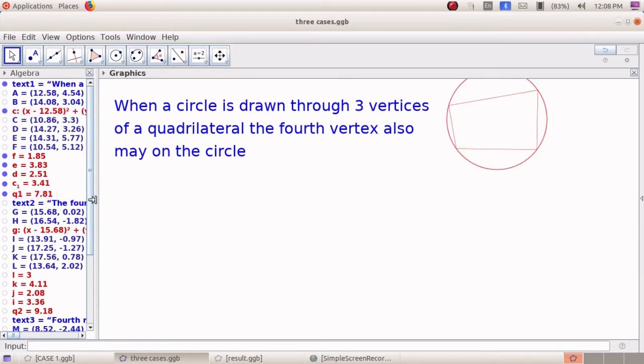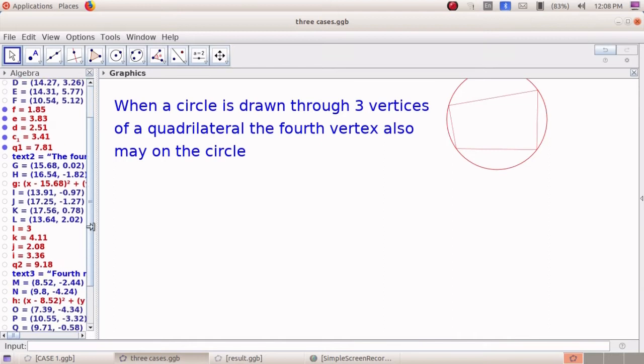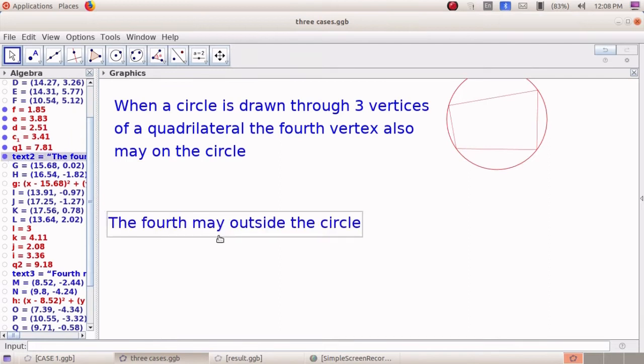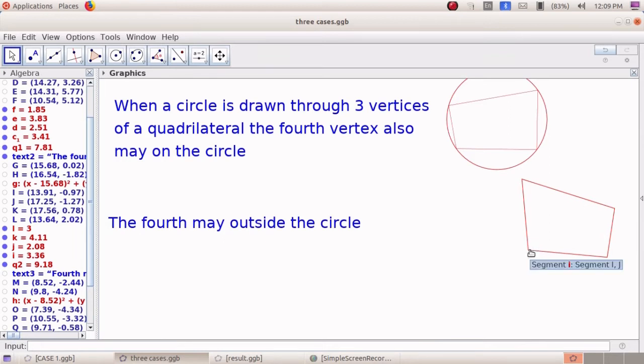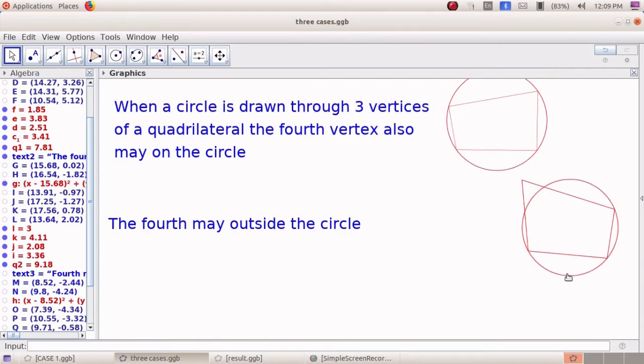But the case need not always be like that. When we try to draw a circle through three vertices, the fourth point can be outside the circle. Here a quadrilateral is given. If we draw a circle through these three vertices, this point may be outside that circle as shown in the figure. Now one more case is there.